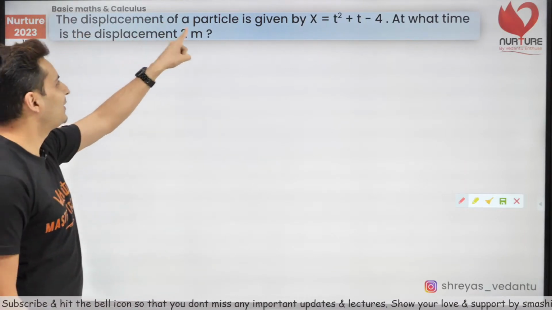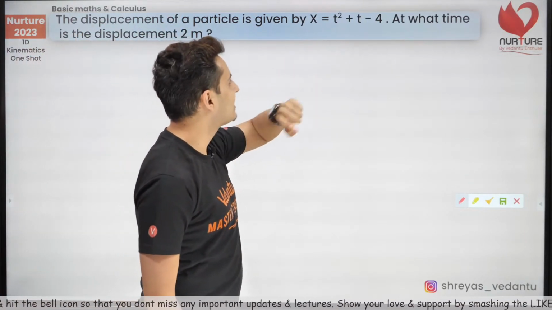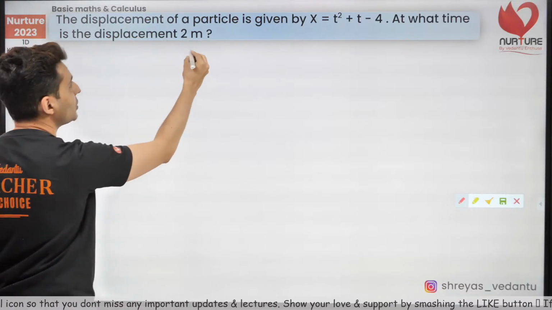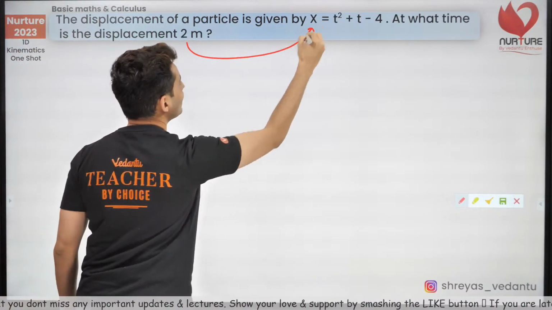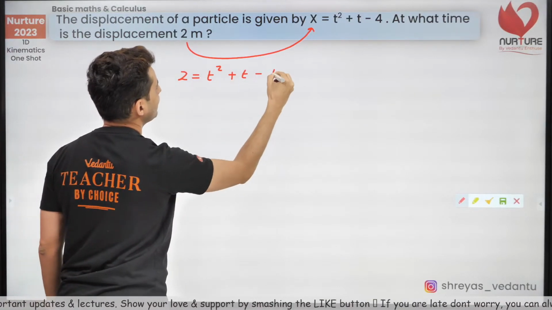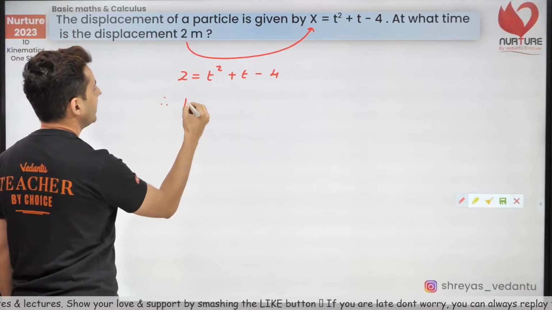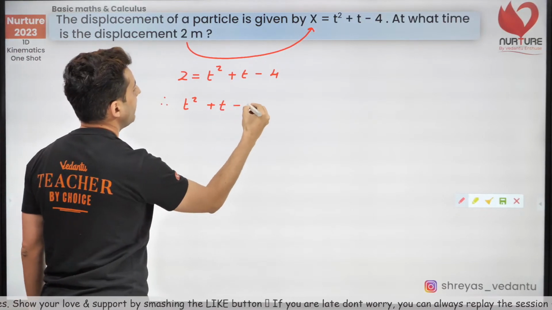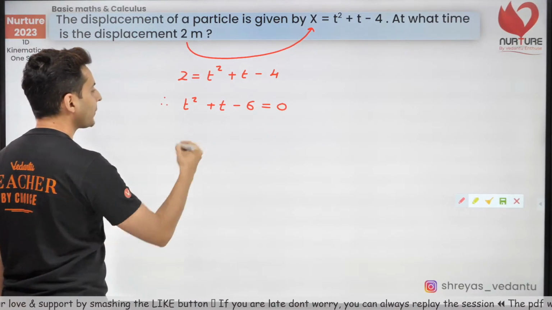Okay, so the displacement of a particle is given by x equals t square plus t minus 4. At what time is the displacement 2? That means the value of x is 2. So 2 is equal to t square plus t minus 4, correct? Therefore t square plus t minus 6 is equal to 0.